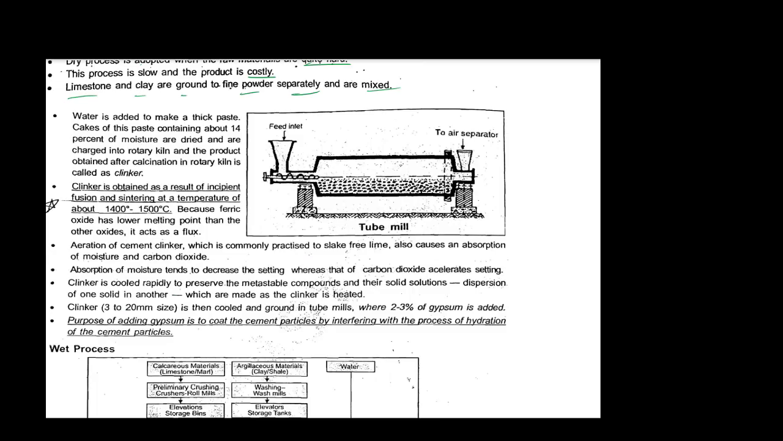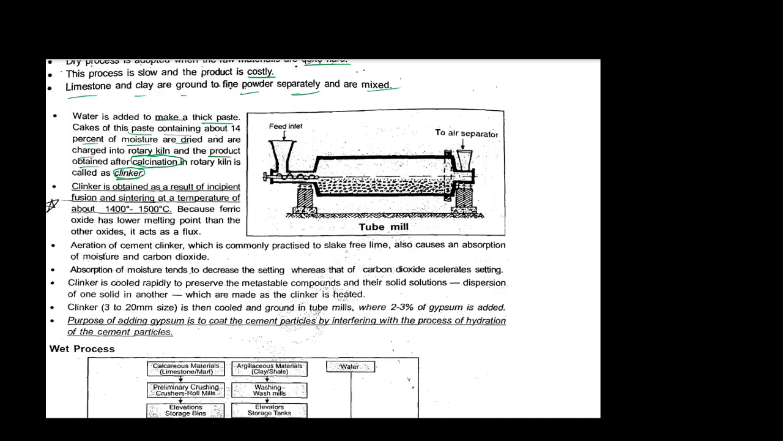Limestone and clay are ground to a fine powder separately and then mixed, as you can see from the flow chart here. Also water is added to make a thick paste. Cakes of this paste containing about 14% moisture are dried and then charged into the rotary kiln, and the product obtained after calcination in the rotary kiln is called clinker. So the process is calcination and the product formed is clinker.